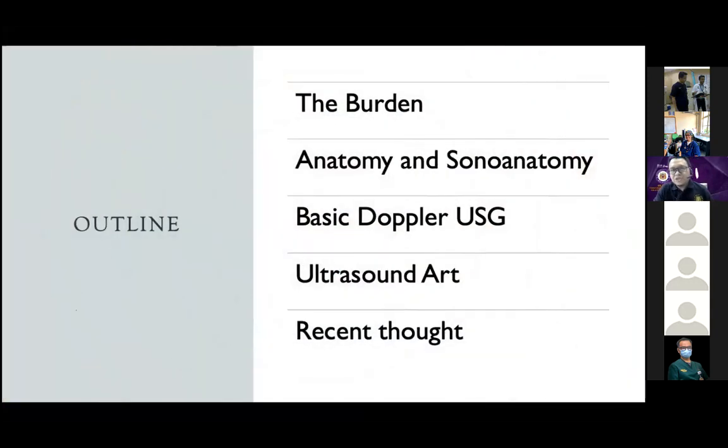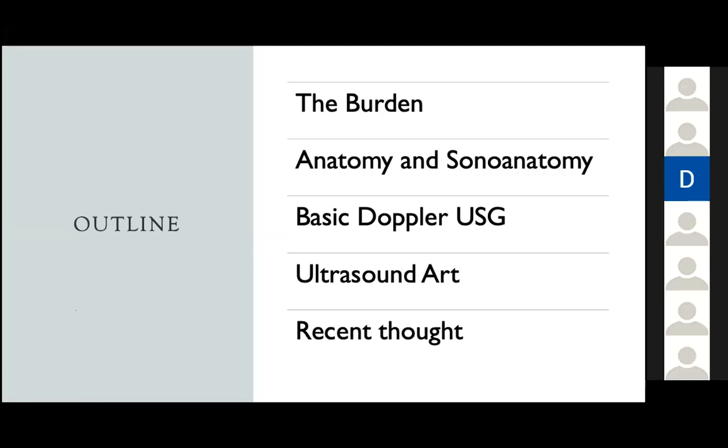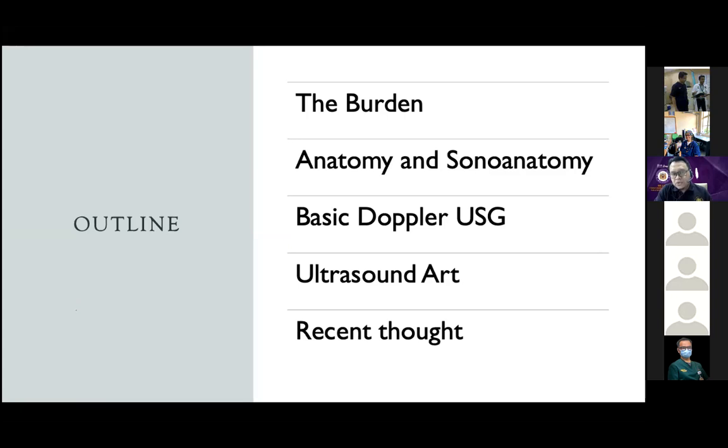For this discussion today, there are a few important points that I want to highlight. First, we will discuss the burden that we have encountered, especially in managing stroke patients. Second, we will discuss the anatomy and sono-anatomy of the carotid ultrasound. Thirdly, we will also discuss basic Doppler. I am very fortunate to have the second lecture after Sifu Dr. Adi, who has discussed a little bit about basic Doppler, because when we talk about TCD and the carotid Doppler, we cannot run away. We need to perform spectral Doppler ultrasound. And of course, I will also discuss how we perform the carotid Doppler ultrasound and a little bit on recent thoughts about the carotid Doppler.